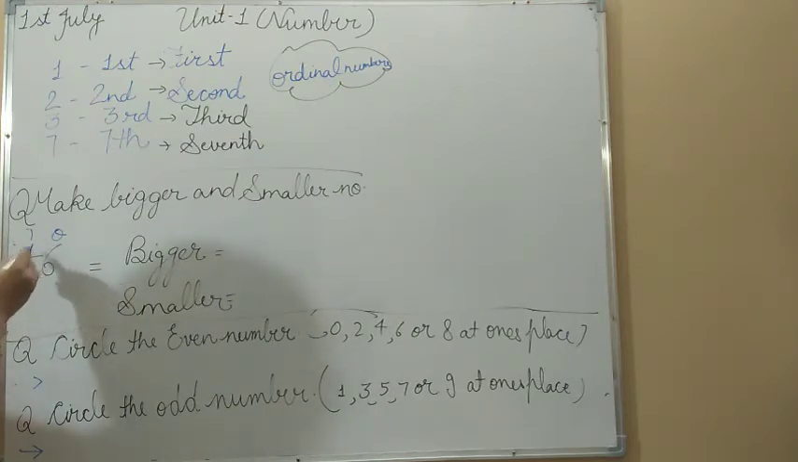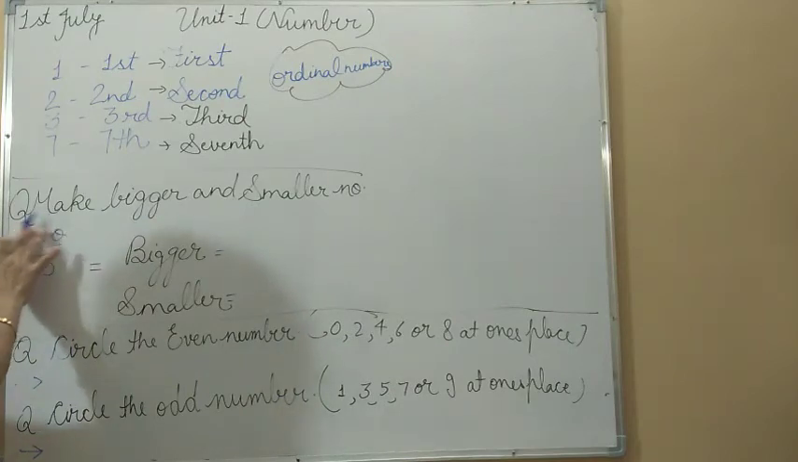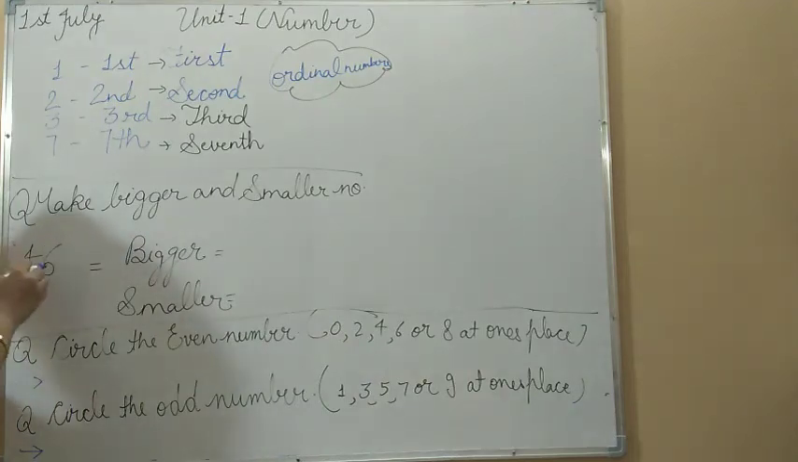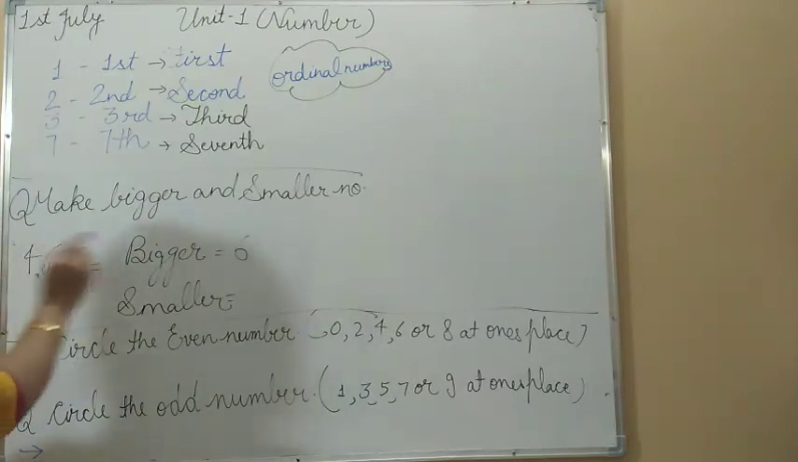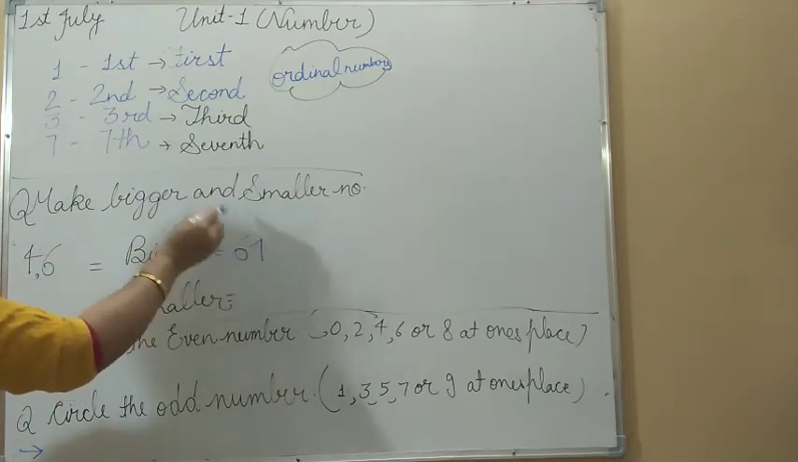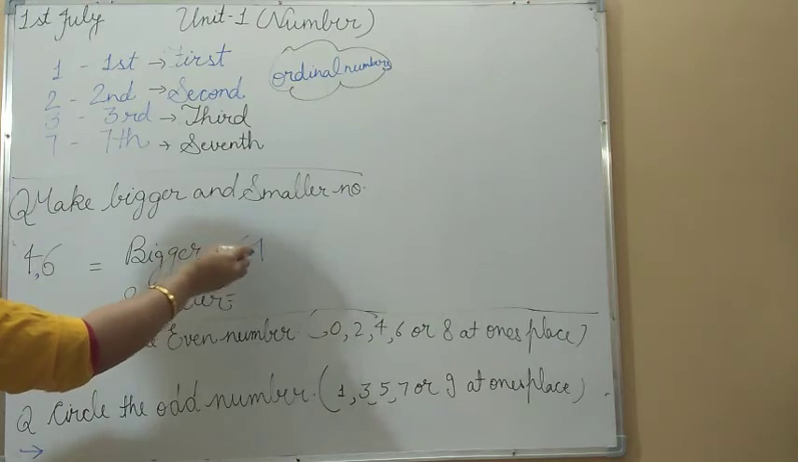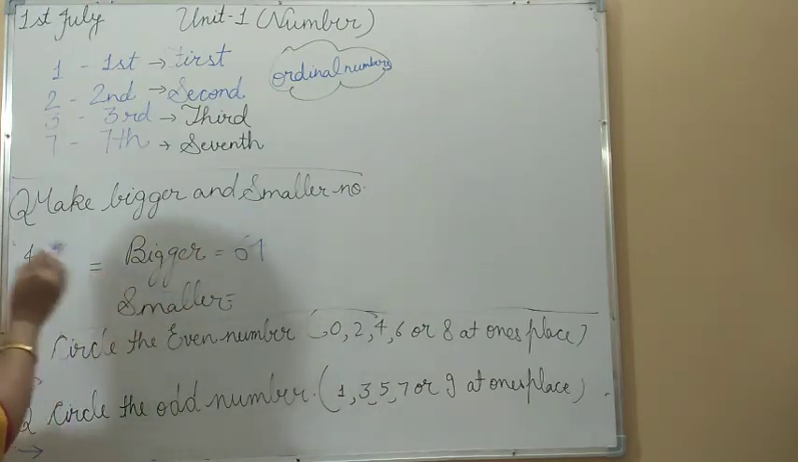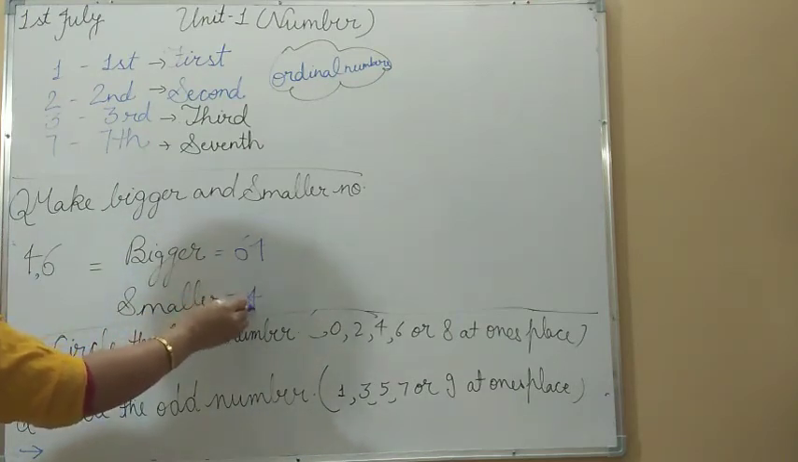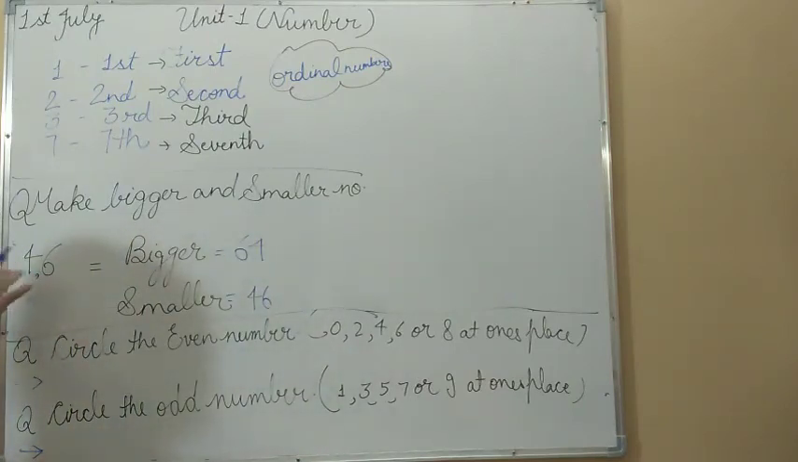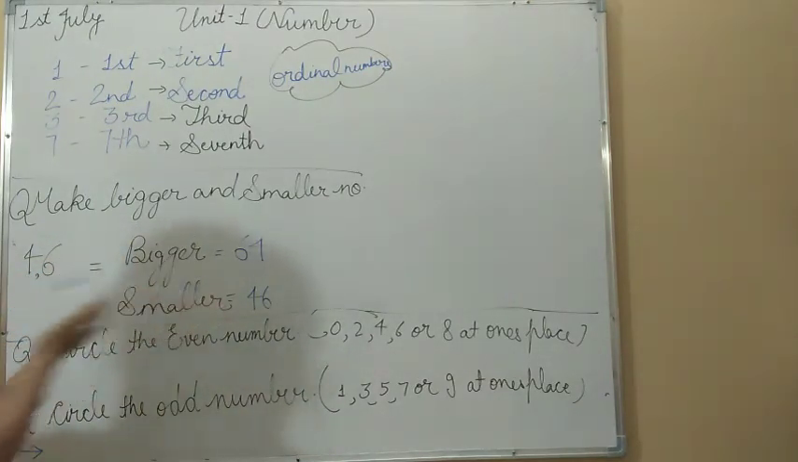Okay, so which is the bigger number in between them, 4 or 6? Which is the bigger? 6. So we will make 6, then we will write here 4. So this is the bigger number. Now how to make smaller? Which is the small number between them? 4. And which is next? 6. In this way you can use two digits to make the bigger and smaller number.